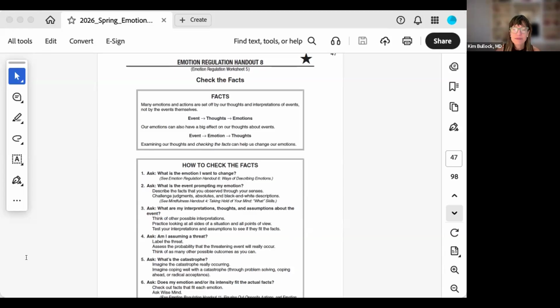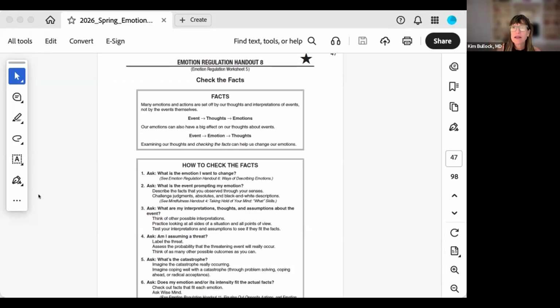That's the next part of this. What am I assuming? Ask yourself whether you are imagining a threatening event or an outcome. Painful emotions are almost always related to some type of threat, like a catastrophe or something that we're trying to avoid. It might be that anticipation of that event. And so often we are not even aware that we're assuming some sort of threat. And the threat is sometimes implicit in our mind.